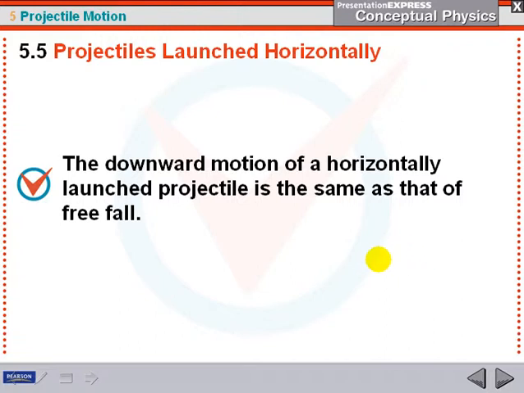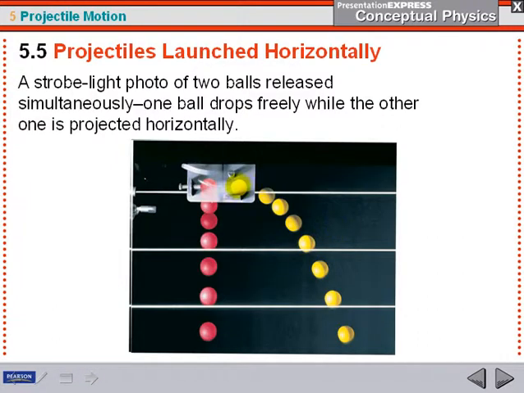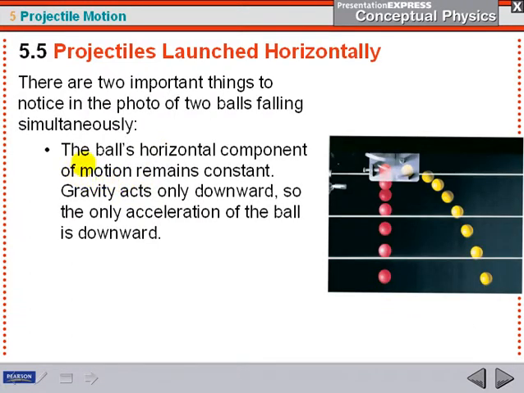5-5. The downward motion of a horizontally launched projectile is the same as that of free fall. So let's look at a horizontally projected projectile here. What they've done is use a strobe light to look at a ball as it drops straight down, and a ball that's also been pushed out a little bit. And if you look, with each successive photograph, you'll see that the balls are in the same spot vertically. The ball's horizontal component also remains the same.